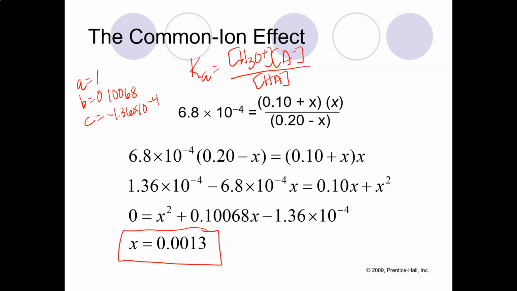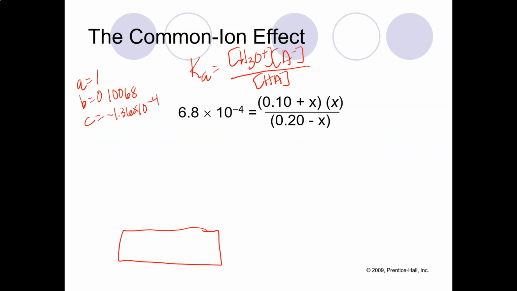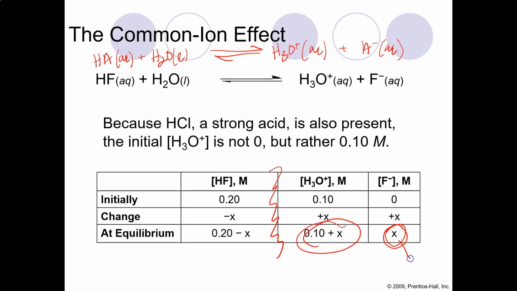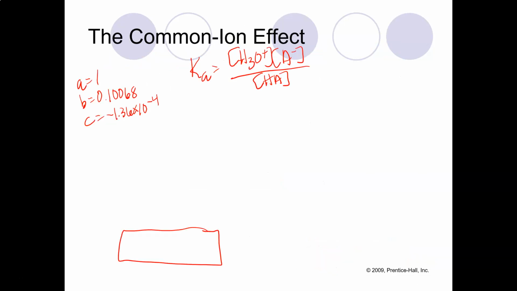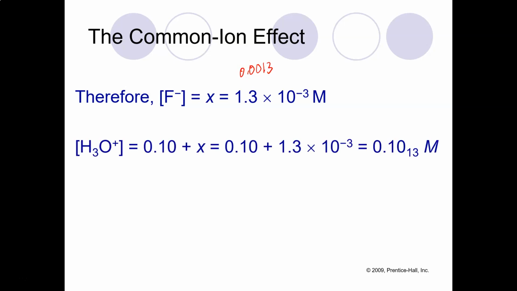Okay, so we still have to answer the question. So I'm going to plot that back into my ice table. Well, I guess I should backtrack here. 0.0013, right? So F minus is going to be 0.0013. H3O plus is going to be 0.10 plus 0.0013. So then we'll have to calculate the pH. So that's where me saying the F minus is equal to 1.3 times 10 to the negative third. Scientific notation version of the number I just wrote down. H3O plus is equal to that, which I need to use to solve for the pH.